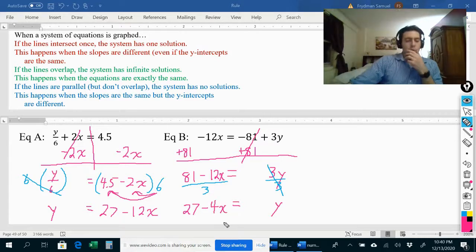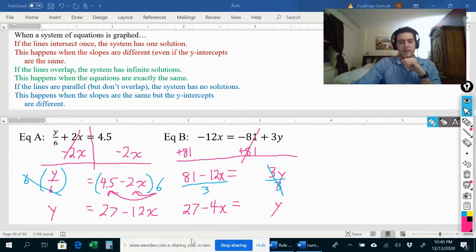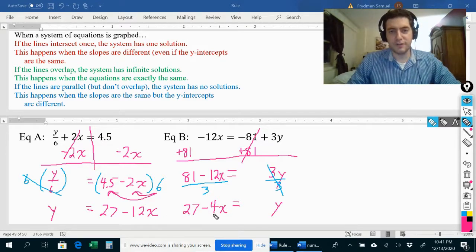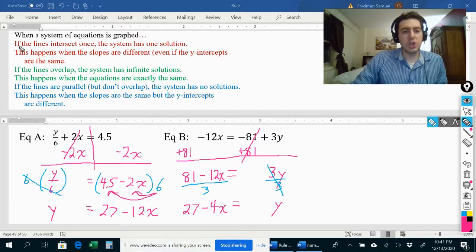All right, now we can see over here that the slopes are different, even though the y-intercepts are the same. The y-intercepts, if we were to graph these, for both of them would be at (0, 27) on the graph. Okay, but the slopes are different. So remember, if the slopes are different, even if the y-intercepts are the same, then the lines are going to intersect once. We're only going to have one solution.